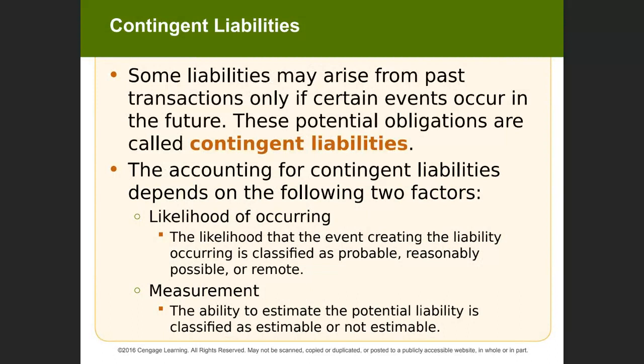Some liabilities may arise from past transactions only if certain events occur in the future. These potential obligations are called contingent liabilities. The accounting for contingent liabilities depends on the following two factors: the likelihood of occurring and the measurement. The likelihood that the event creating the liability will occur is classified as probable, reasonably possible, or remote. And then the measurement, the ability to estimate the potential liability, is classified as estimable or not estimable.